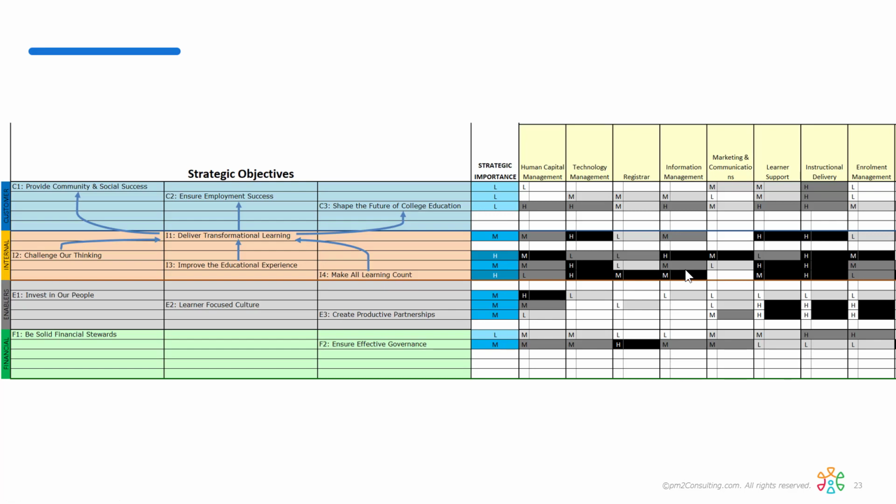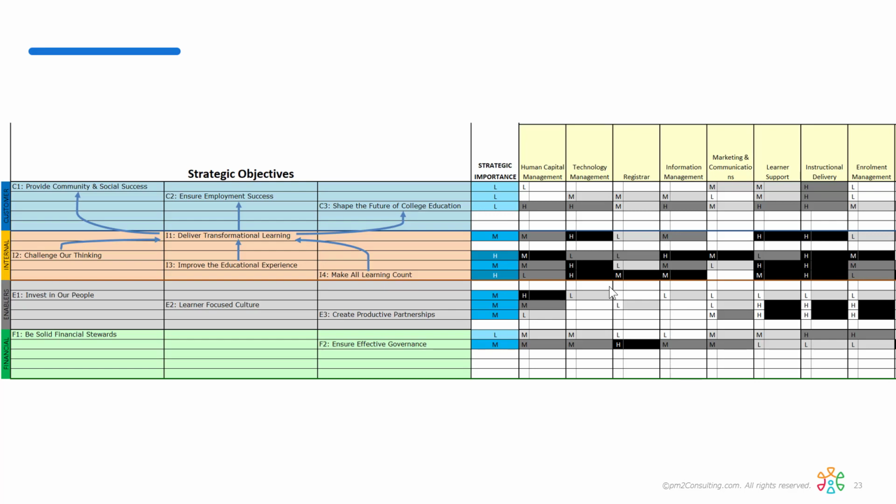It's super important that information management is awesome at challenging our thinking and supporting that, and also in making all learning count. So we can quickly sort out now by department what they need to do to ensure strategic success. And again, that's where 80% of strategies fail because we don't have that connection.